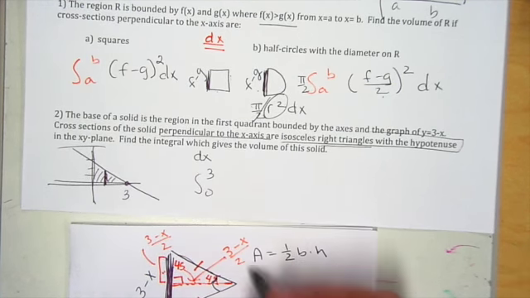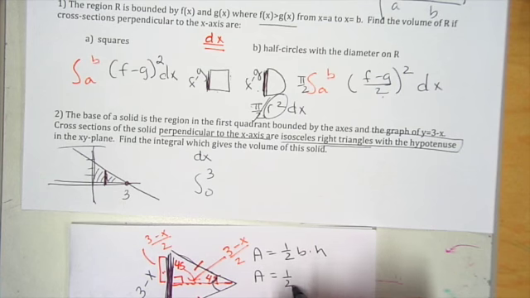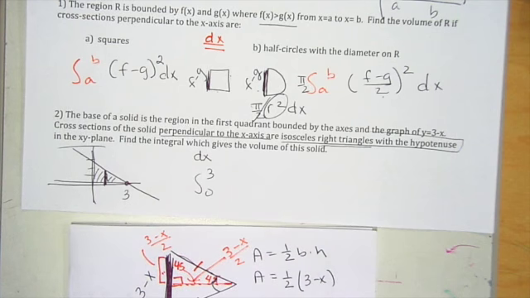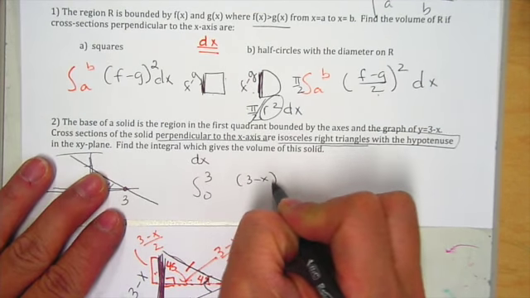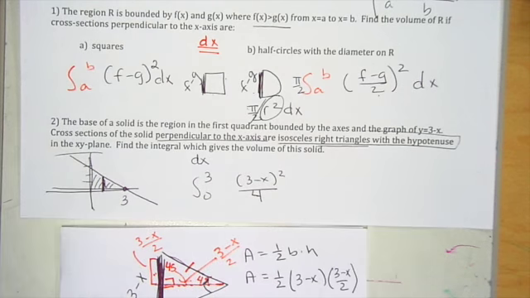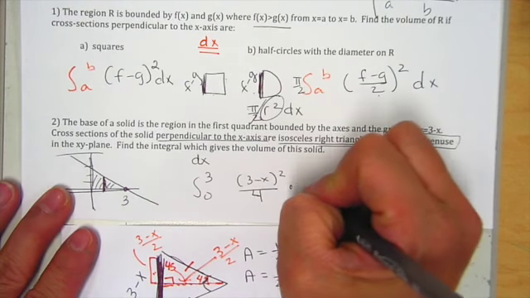So your area of the triangle is 1/2. Base is going to be 3 minus x, this whole thing. And your height is this piece, which would be (3 minus x) over 2. So that's the area of the triangle. I think I kind of simplified this a little bit to be this. (3 minus x) quantity squared over 4 dx would give you the entire volume.